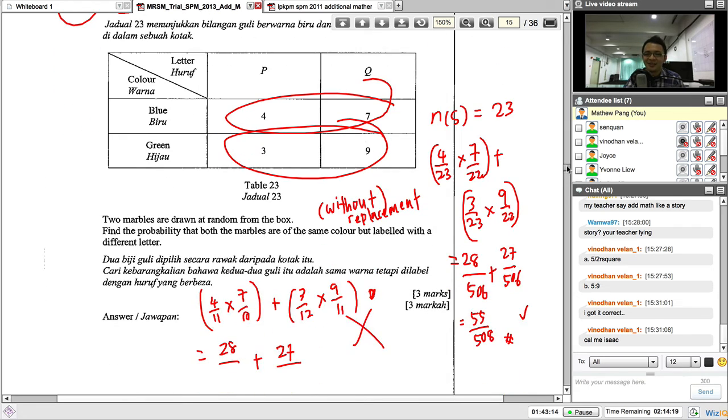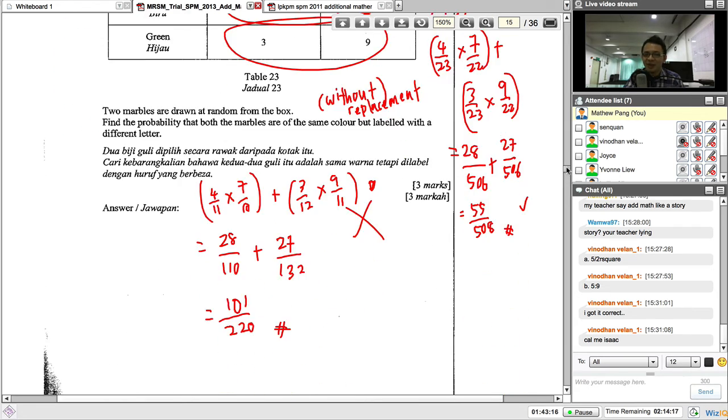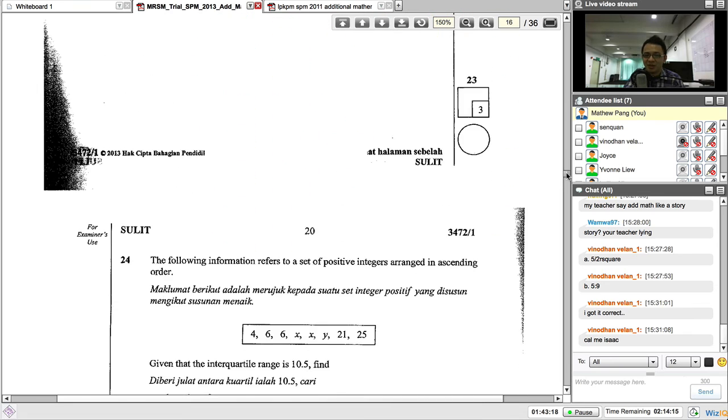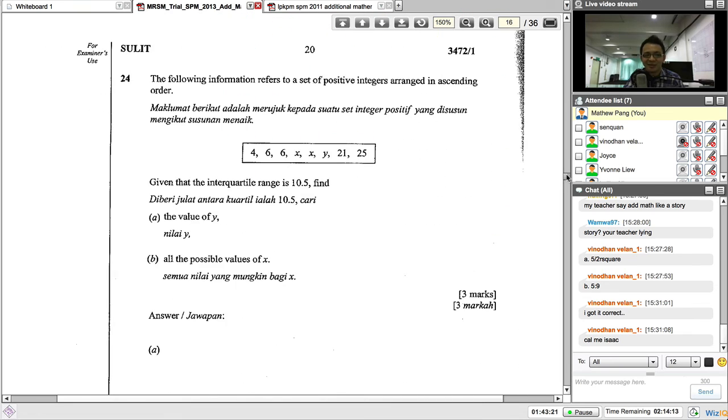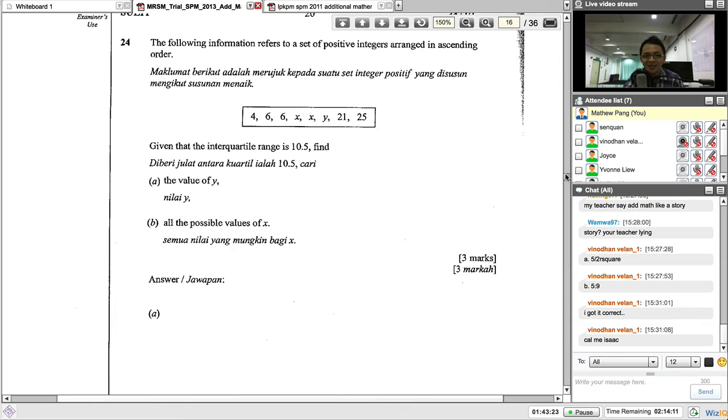Alright, you can try it out. If you got another answer or your teacher gives you another answer, just let me know. Okay, let's move on for this one.